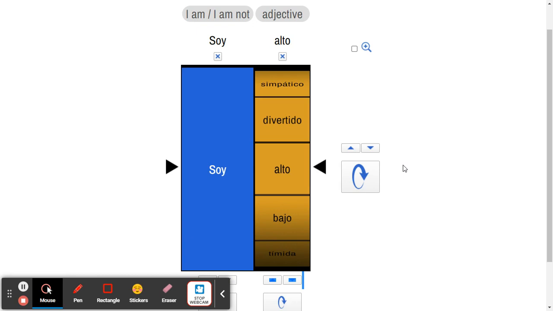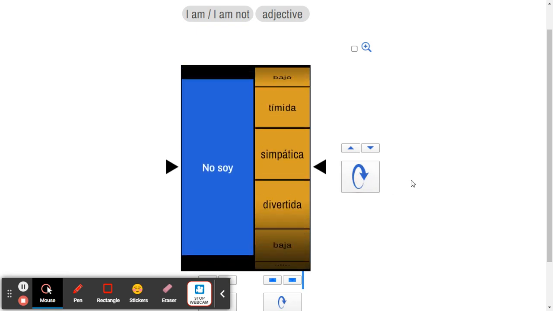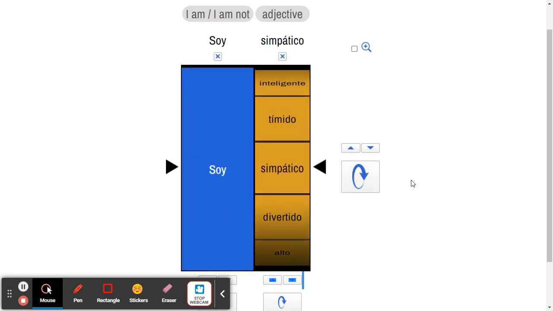But is this one masculine or feminine? That's right. This one is masculine because it ends in an O. Soy alto. And how about this one? Soy simpático. What does that one mean? That's right. I am nice or I am kind.